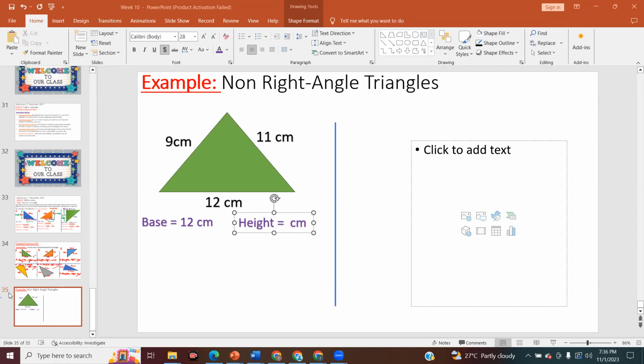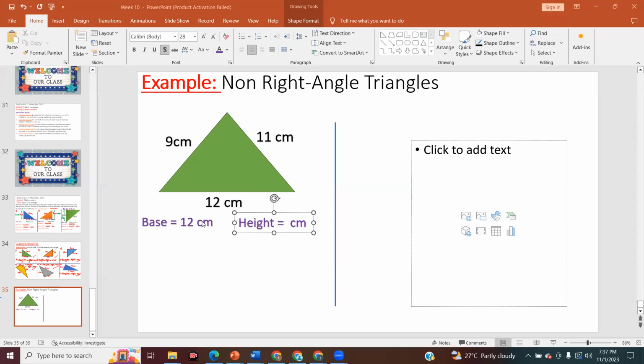What do you think the height is going to be? Anyone want to try? I think it's 9. Anyone else want to try? Okay, it would be 12. It would be 12. No.